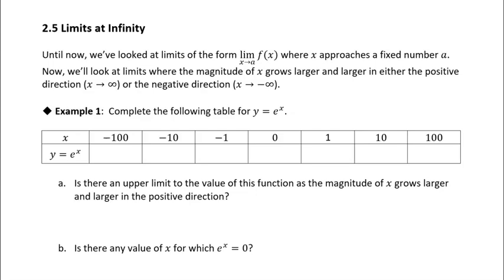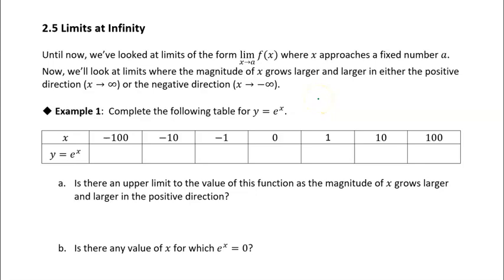In this section, we're going to look at what happens as x gets larger and larger, either in the positive direction or more and more negative, right? The magnitude gets larger and larger in the negative direction. And the first thing we're going to look at here is y equals e to the x.